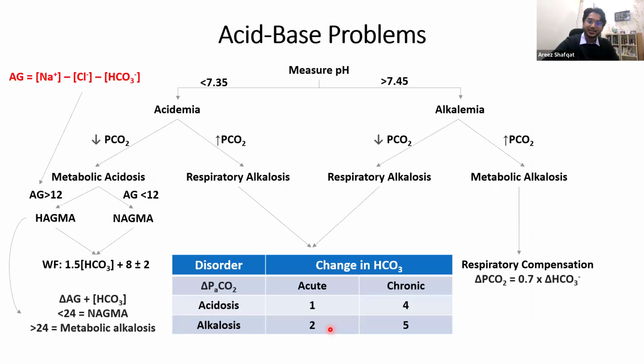Start off discussing acid-base problems. This is just a general algorithm. The normal pH is between 7.35 to 7.45, or 7.37 to 7.43. If it's less than that, it's acidemia. You always look at the PCO2 next, okay?